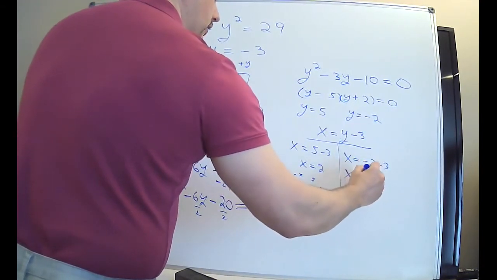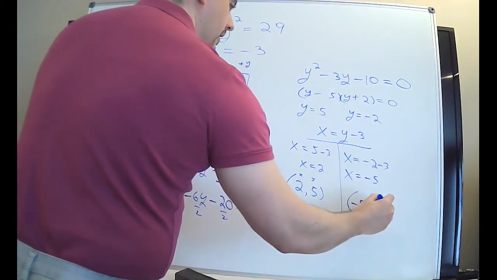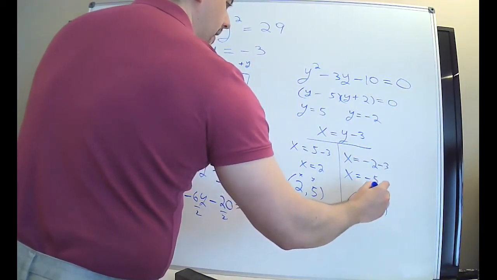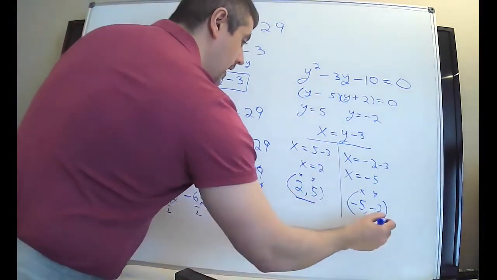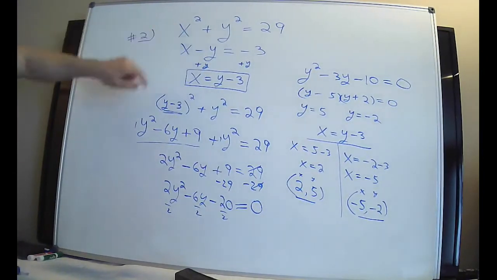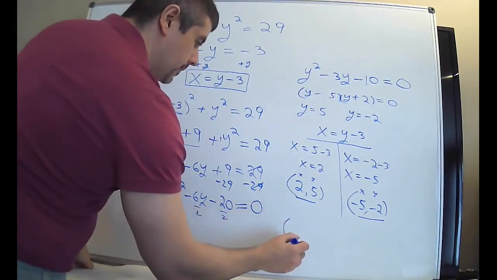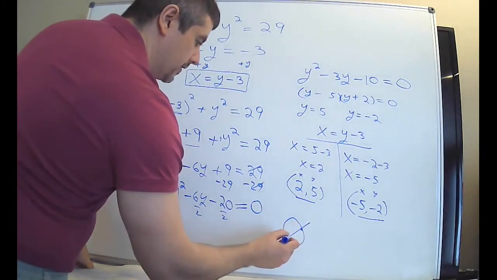Negative 2 take away 3 is negative 5. So I get the point negative 5, negative 2, right? X, y. Those are my 2 points. If you try to solve them against the top one, remember, a circle has a lot of points on it, but the circle and a line are only going to meet twice.